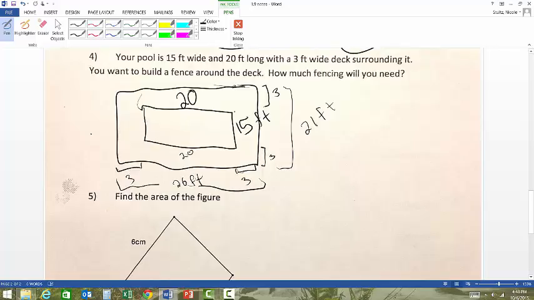Now you can go through and label the other 2 sides, but it's a rectangle, so we don't really need to do that. I know that I'm going to have 2 sides that are 21 feet and 2 sides that are 26 feet. So instead of adding 21 plus 21 plus 26 plus 26, let's just multiply by 2. It's a little bit quicker. So this would become 42. And this is 52. So it looks like I'm going to need to get 94 feet of fencing.